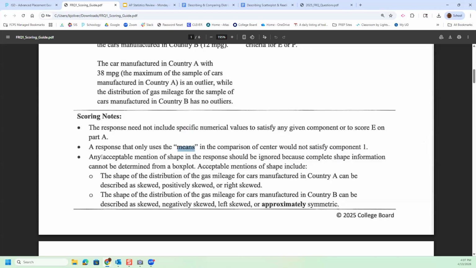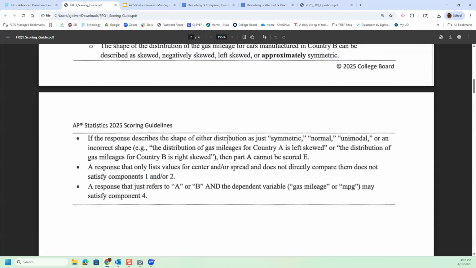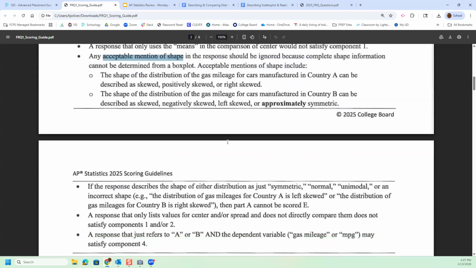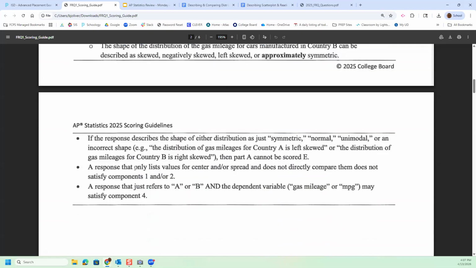Any acceptable mention of shape. So here's the thing I need you to be aware of. This is a new thing last year that they did. Usually what it used to say was, ignore any discussions of shape. Like literally that's what it said. This one says, ignore any acceptable. What it means is, if you had talked about skew for one of them, if you had talked about approximately symmetric for the B, we just ignored it. However, if you gave me a bad description of shape, what it meant is I couldn't give you the E. The best you could hope for is a P. So this was a little different. This had a little different hook on it.